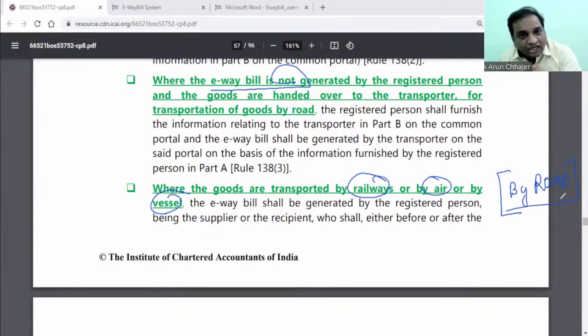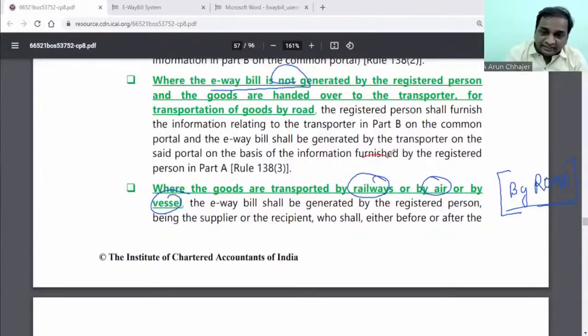If the goods are to be moved by road, part A and part B both need to be generated before the movement of the goods. Part A and part B both have to be filled prior to the movement of the goods. You can't say after the movement, "Sir, I have completed part A, I will fill the part B later on." Not accepted in case of road.